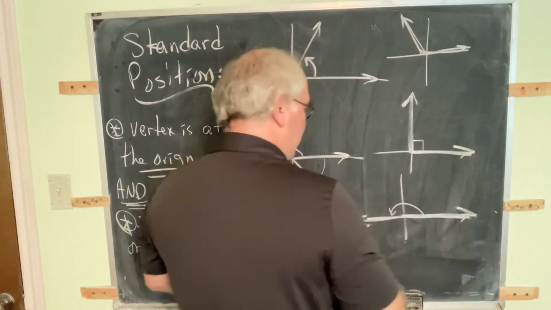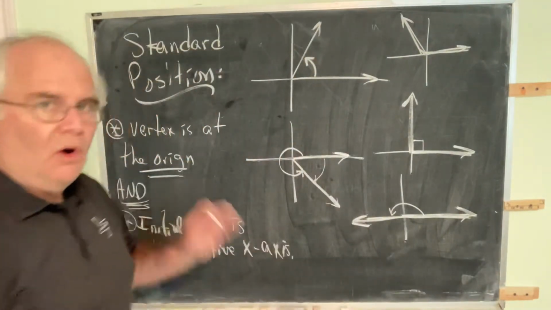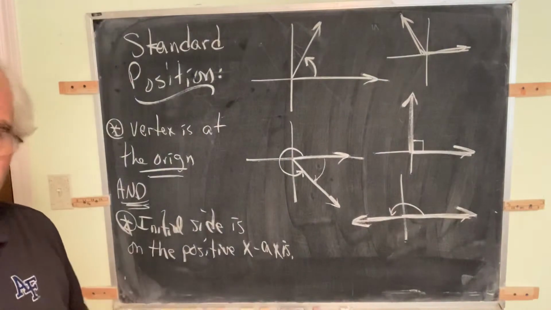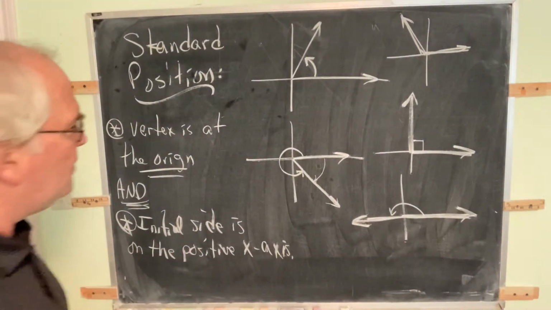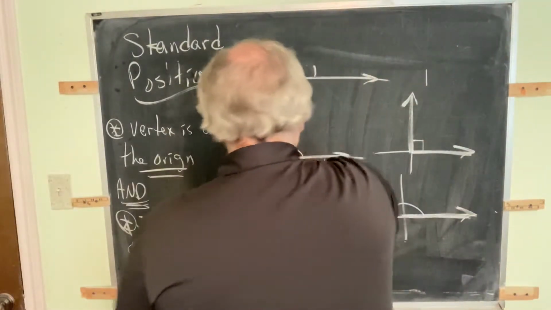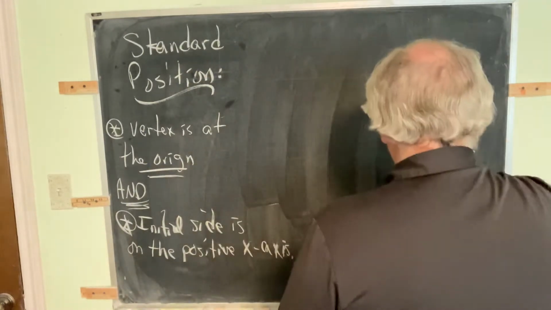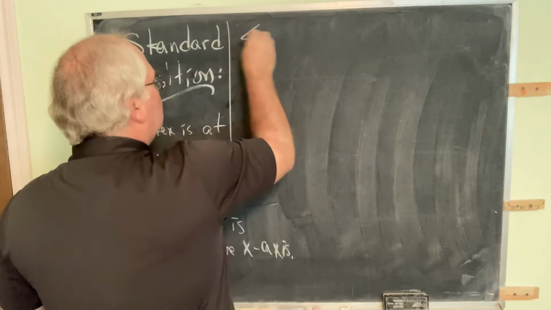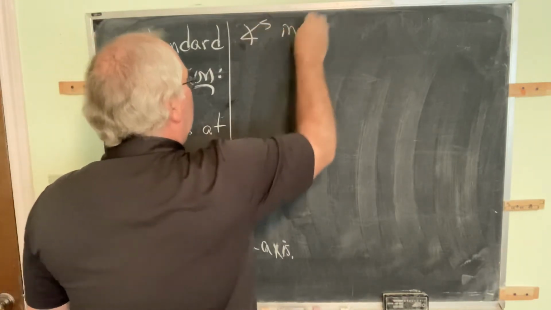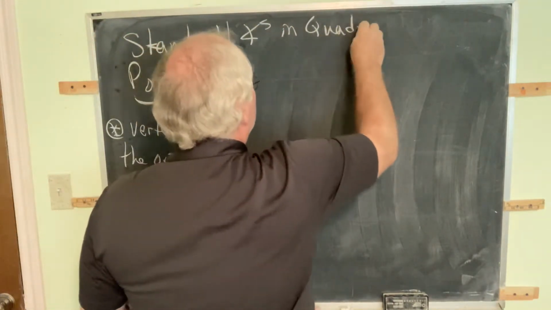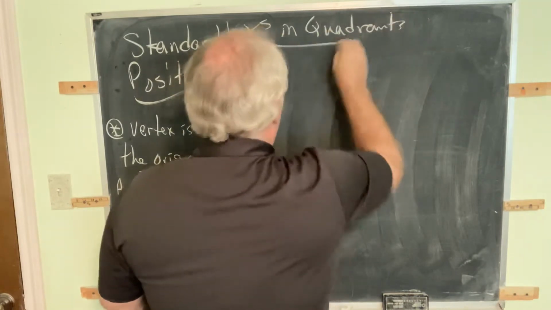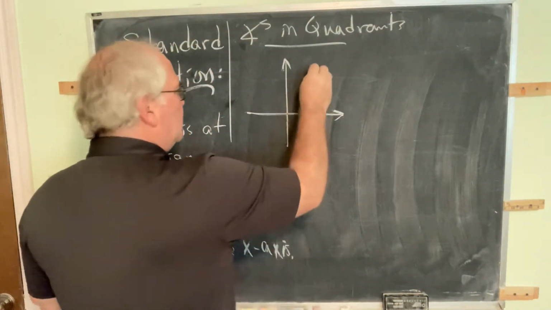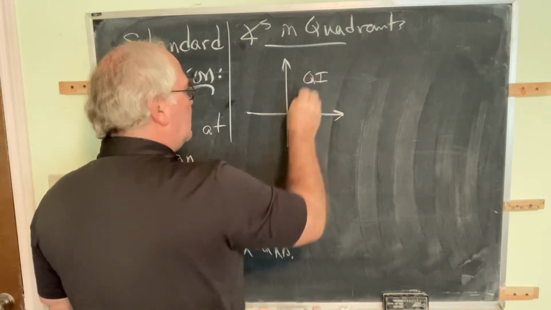All right. Now we incorporate the advantage of having the coordinate system. The language becomes convenient and useful. And so we have angles in quadrants. Remember, if this is the coordinate system, this is quadrant 1.